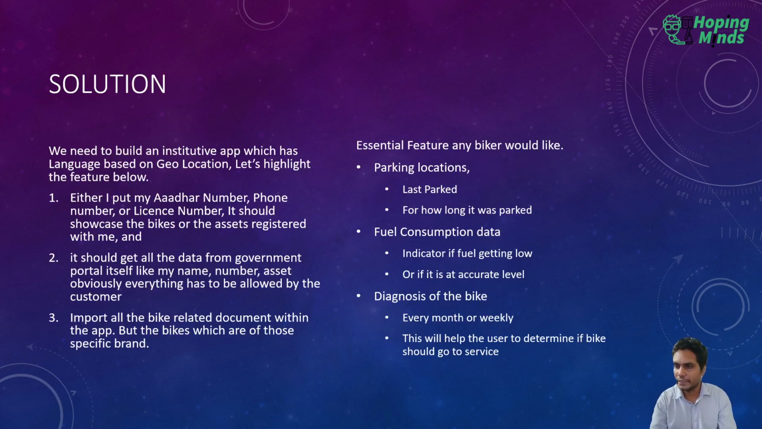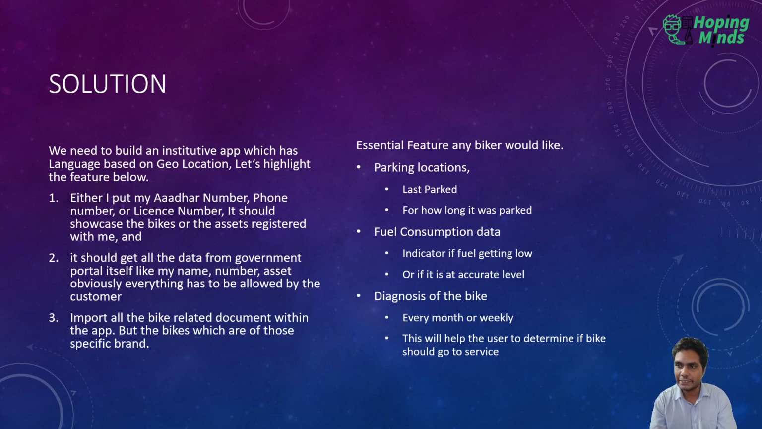So the solution I have created here: we need to build an intuitive app which has language based on geolocation. Let's highlight the features. Either I put my Aadhaar number, phone number, or license number, it should showcase the bikes or the assets registered with me. So if I have two Yamaha bikes, I should get all the bikes' information there itself. It should attach to my Aadhaar card. It should get all the data from the government portal itself, like my name, number, asset. Obviously, everything has to be allowed by the customer.